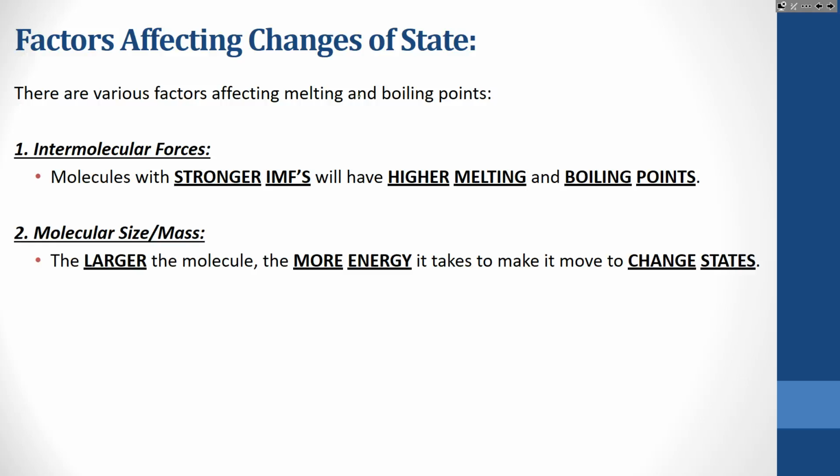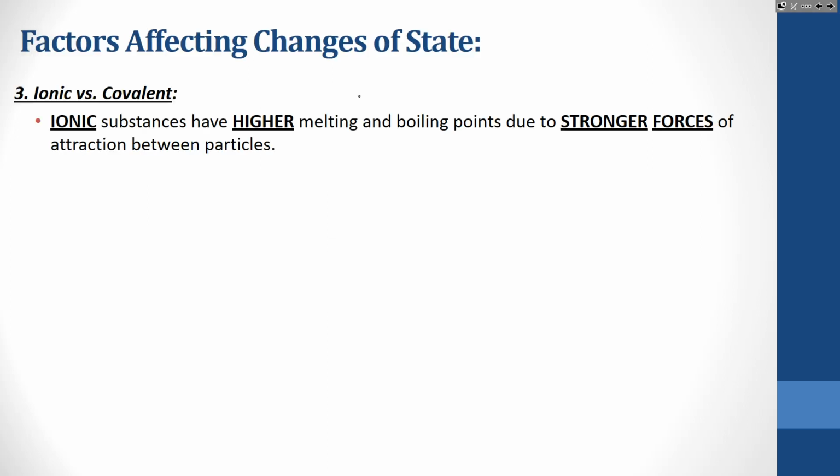The other one is how big these molecules are. Typically, larger molecules will take more energy to move, so in order to get them moving, you have to apply more heat, so their boiling points and melting points will typically be a little bit higher. Heavier molecules have high melting points and boiling points.